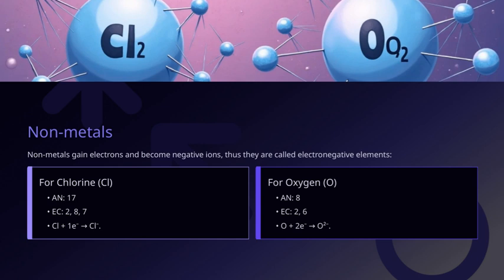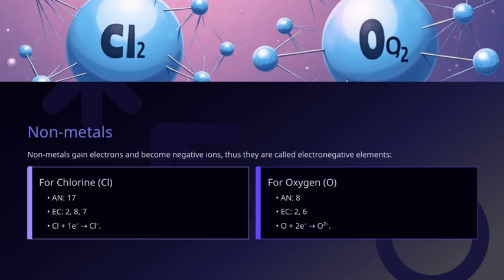Starting with oxygen, it gains 2 electrons to become O2-. You'll notice the electron configuration changes from 2-6 to 2-8, which is a more stable octet configuration. This process is essential because it highlights oxygen's high electronegativity and its tendency to attract electrons.